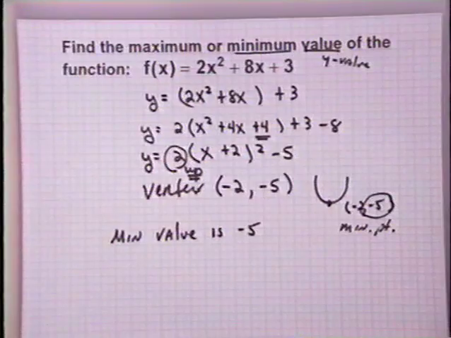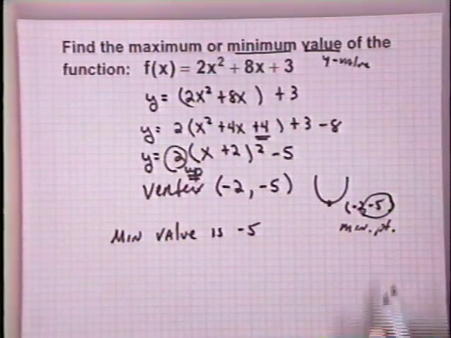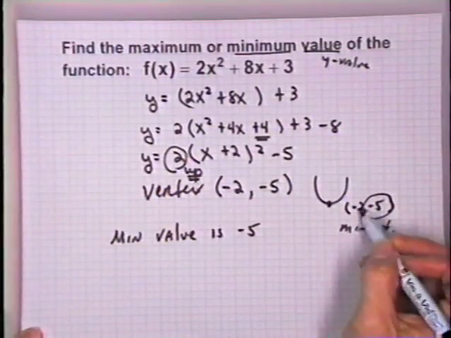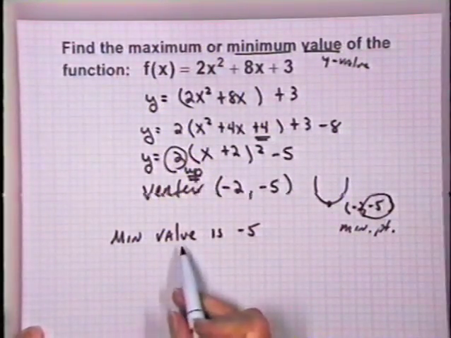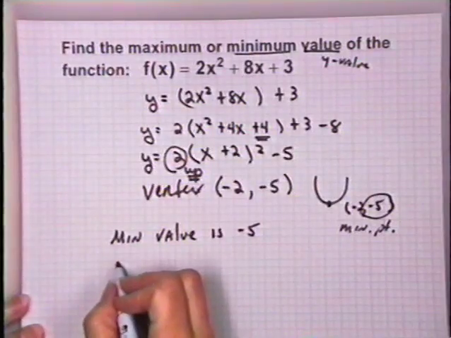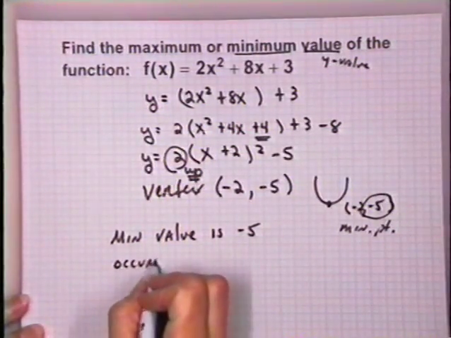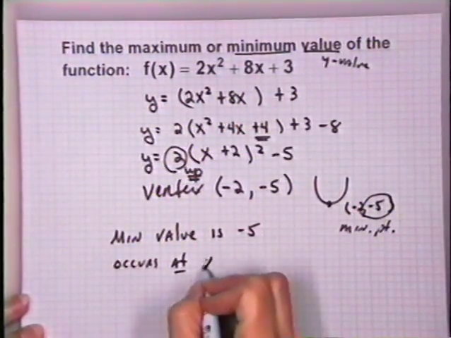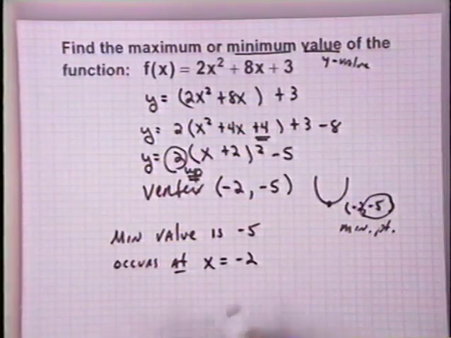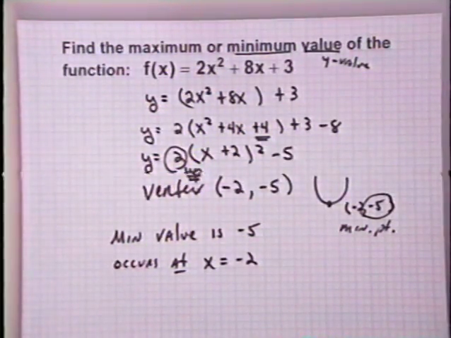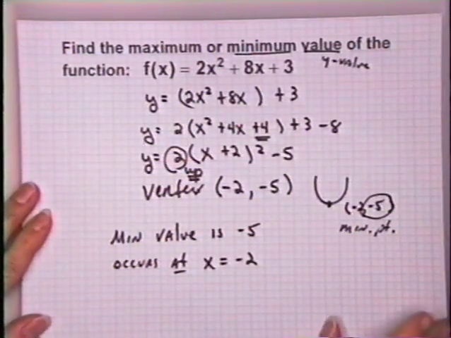Now, sometimes they may ask you, where does this minimum value occur? Well, it occurs whenever x is negative 2. So the minimum value is negative 5. It occurs at, we say, x equals negative 2. Okay? So again, finding this minimum or maximum, if we have a parabola, it just involves finding that vertex, and we're working on completing the square to do that.